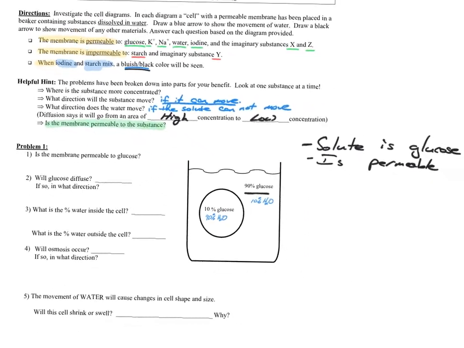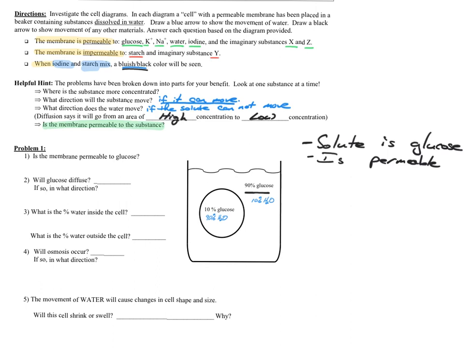The membrane is permeable. This membrane, and in all of the problems we're about to go through, is permeable to glucose, potassium ion, sodium ion, water, iodine, substance X, and substance Z. The membrane is impermeable to starch and this substance Y. And by the way, when iodine and starch mix, it changes the color of iodine from yellow to black or blue.